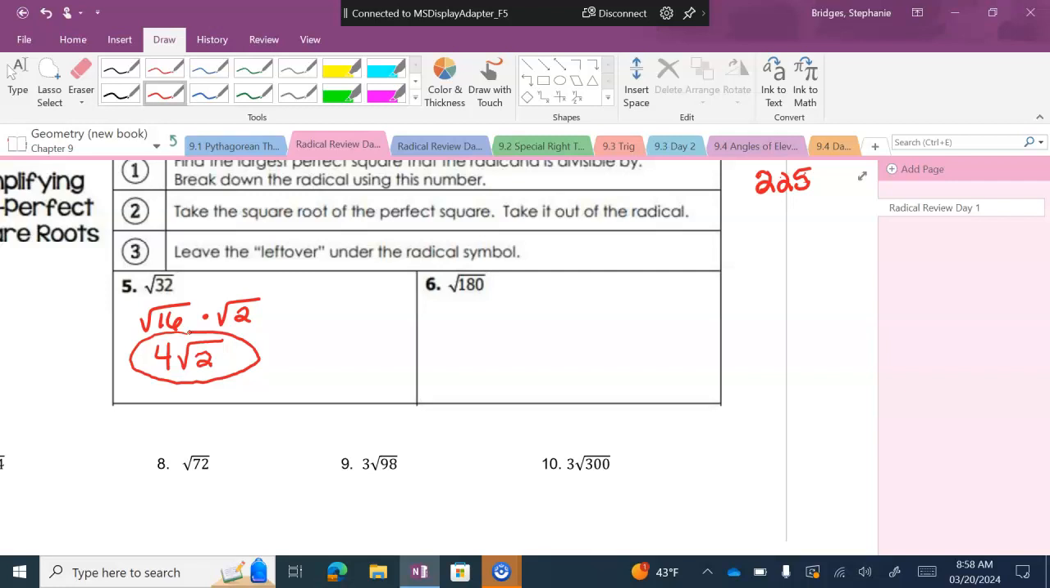180 is under my square root. It's my radicand. So check first, we can look at our list. Is 180 on my list? No, so it is not a perfect square. If you wanted to check, you could do it in your calculator. You would get a decimal, not a whole number. So I want to go, what number is closest to 180 without going over?